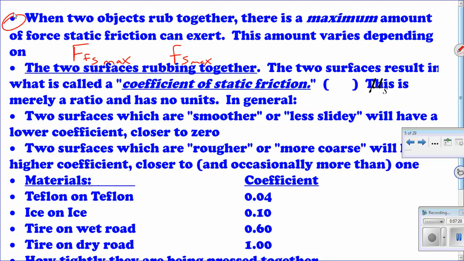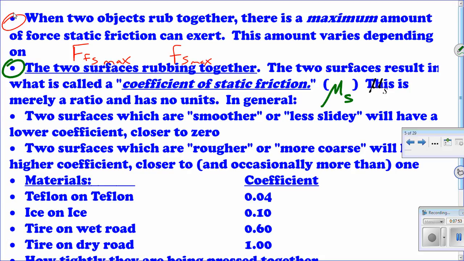And that force varies depending on two things. It depends on the two surfaces that are rubbing together. The two surfaces determine what's called a coefficient of friction, the coefficient of static friction. The symbol for it is the Greek letter mu, and then a lowercase letter s for static. We'll talk about where that comes from in a minute. The important thing to know now is that it's a ratio. It doesn't have any units.